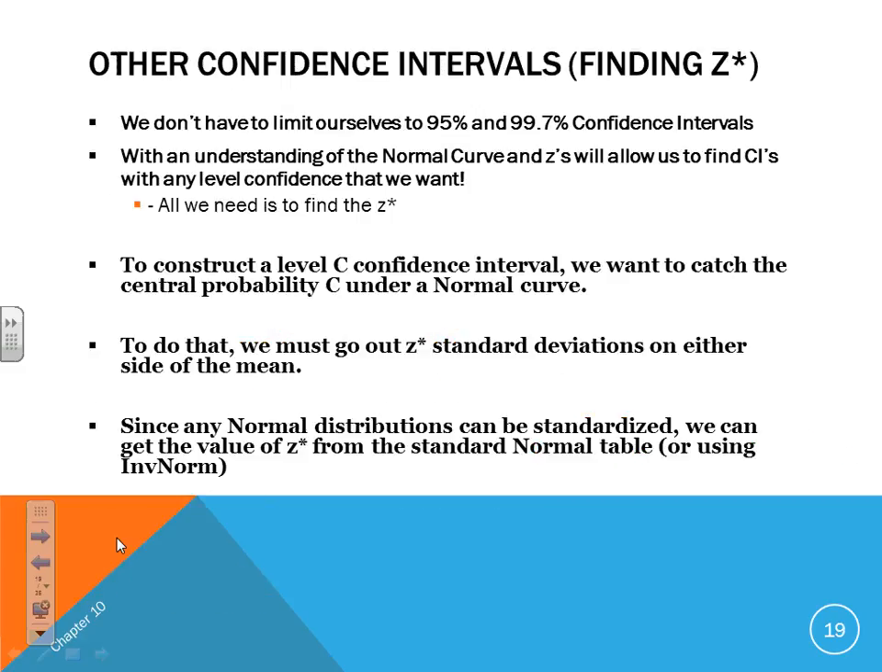Now, yesterday in class we were talking about constructing 95% and 99.7% confidence intervals because those were nice and easy. Those were when z star equaled 2 or z star equaled 3. But today we don't have to limit ourselves to just those two confidence levels. In fact, we can find any level of confidence we want. All we need to do is know how to find the z star, or the critical value, as it's also called.